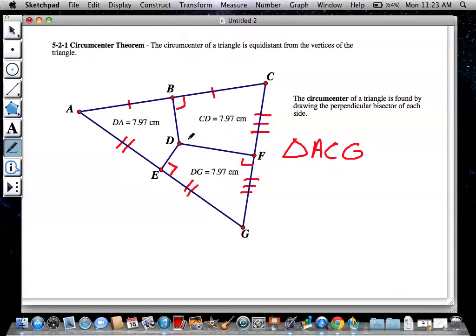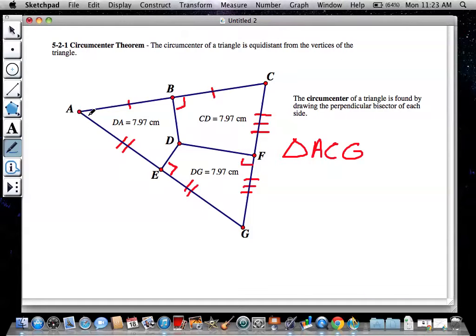Notice all three of these lines meet at this one point D. Okay, so D here is the circumcenter. It is found by showing the intersection point of the perpendicular bisector for each side. So the theorem we have for this: the circumcenter theorem says the circumcenter of a triangle is equidistant from the vertices of the triangle.